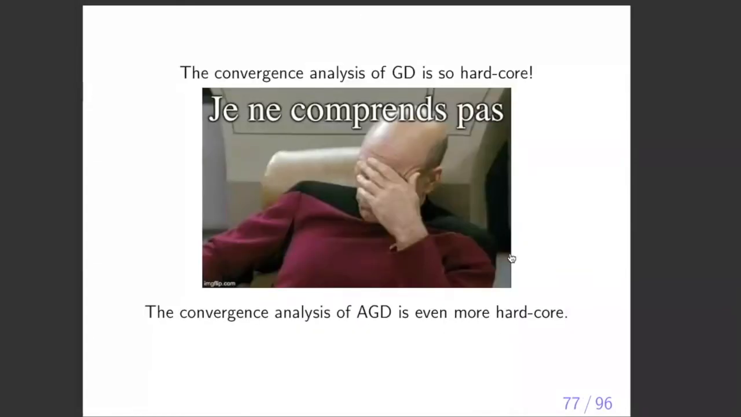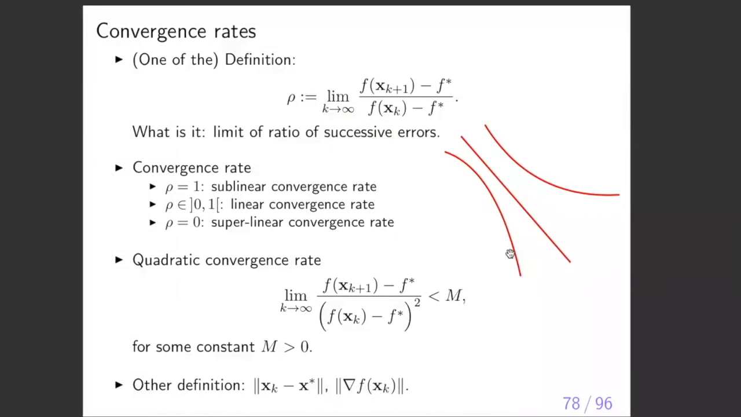As I showed you, the proof is quite hardcore. In fact, the proof of Nesterov accelerated gradient descent in the original form in 1983 is even much more hardcore. That is almost unreadable. We will look at the convergence in another way. So first of all, let's talk about the convergence rate. This is the definition, and this value will give you the convergence rate. If this value is 1, it's called sublinear convergence rate, which looks like this.